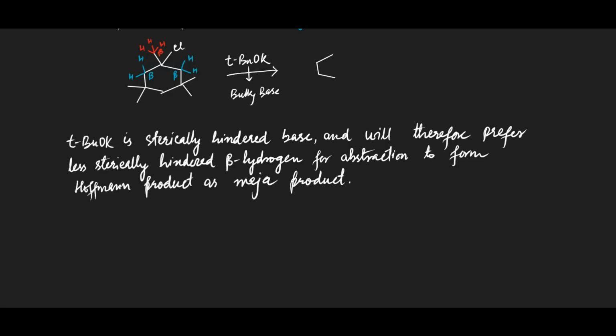Thus, removal of any of the secondary beta hydrogens from the cyclic methylene gives this alkene with double bond inside the ring, while the removal of primary hydrogen of methyl gives this exocyclic alkene. This cyclic alkene is more substituted and this exocyclic is less substituted. Thus, this is the minor and this is the major product upon treatment with bulky base.